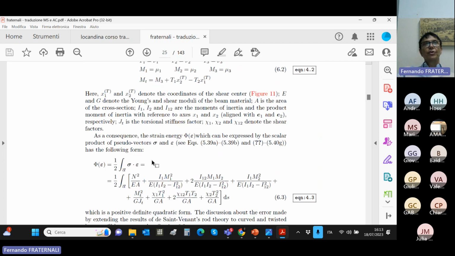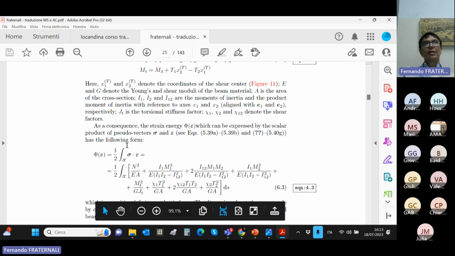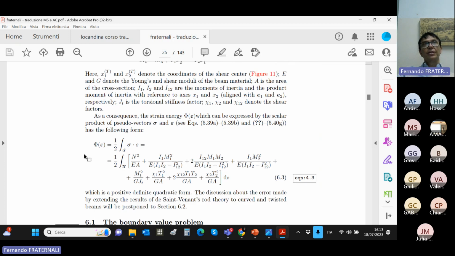And we can also get the expression of the strain energy, which is given by the integral of the generalized stress times the generalized strains, the line integral over the axis line, alpha 1 over 2, and we obtain the same expression of the straight beam.